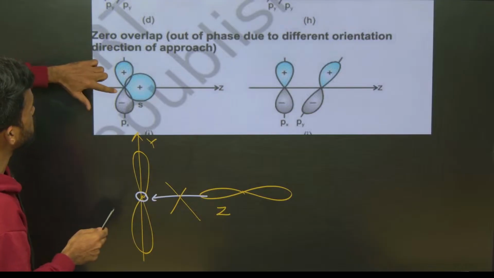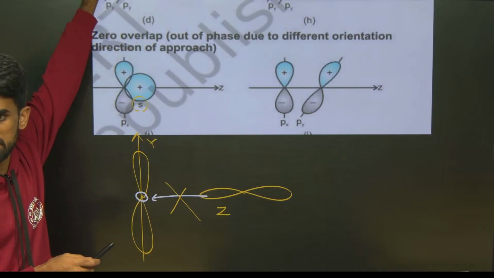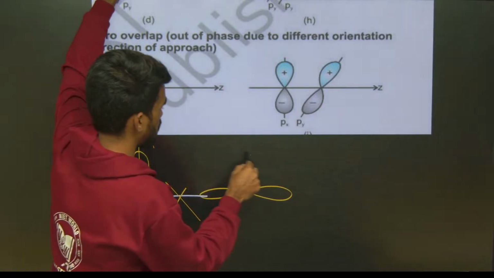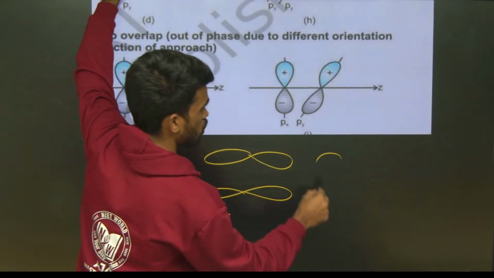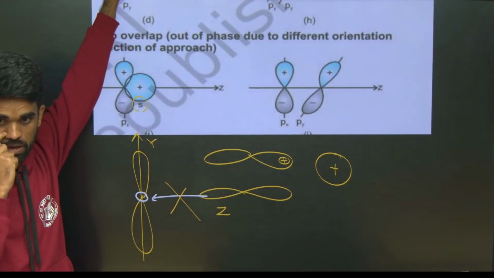Something like, see, this is pz and this is s orbital. Does overlapping take place? No. If we take this orbital as something like this and s orbital like this, then we can have overlapping. sp type of overlapping is possible.